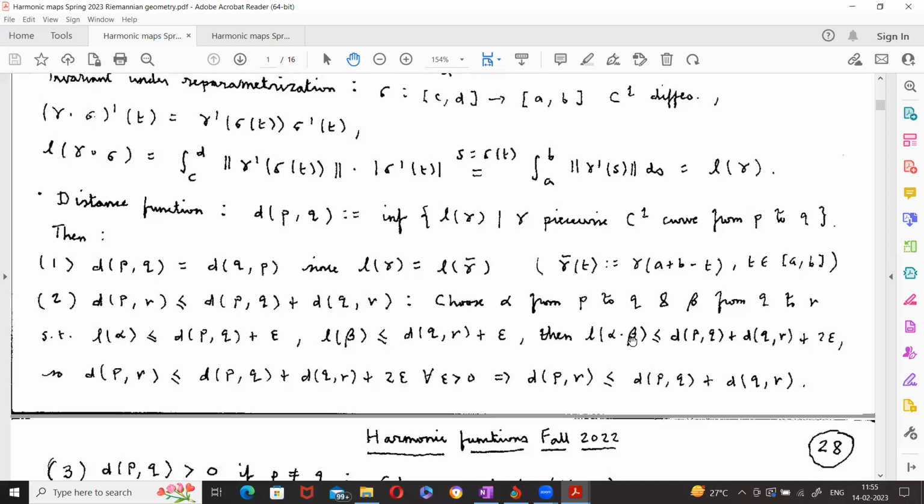So therefore, since the distance between P and R is the infimum of lengths of curves, and alpha dot beta is a curve from P to R, that means the distance between P and R is going to be less than or equal to distance PQ plus distance QR plus 2 epsilon for all epsilon positive. Now you let epsilon tend to 0 and you get the triangle inequality. Is this okay?